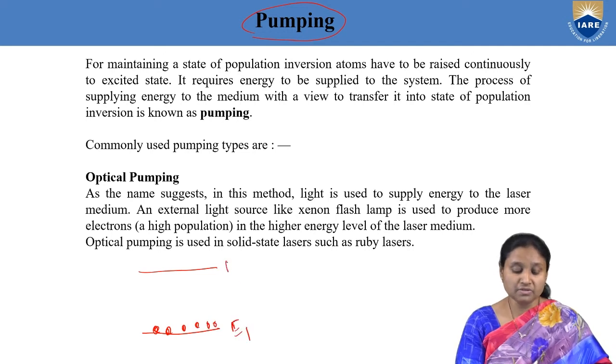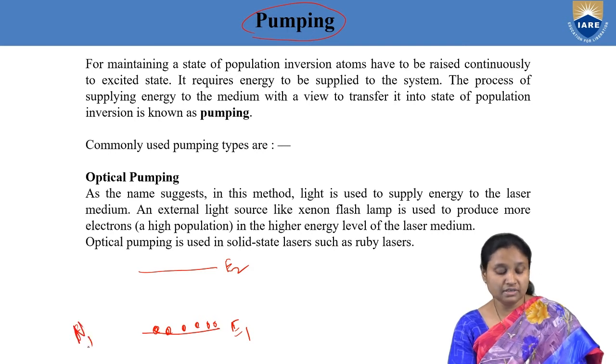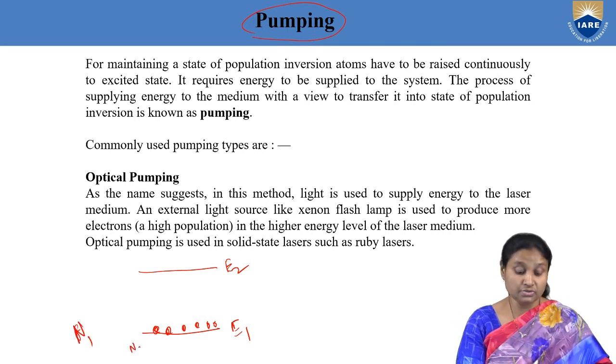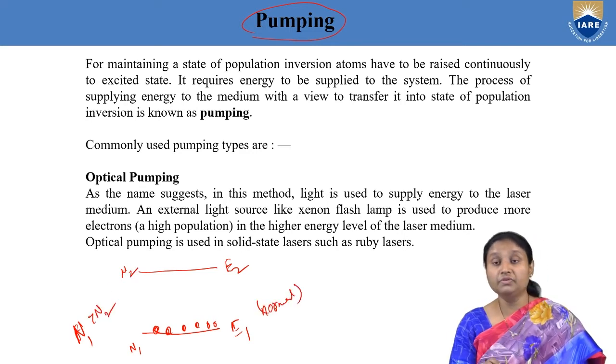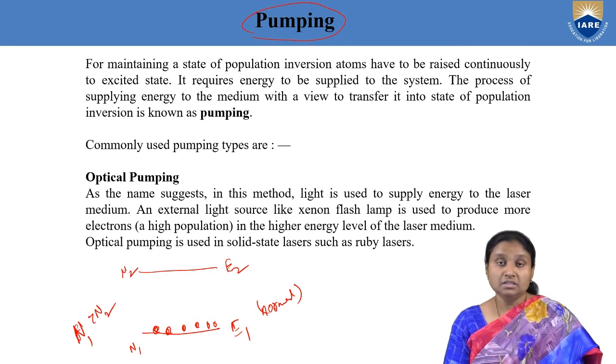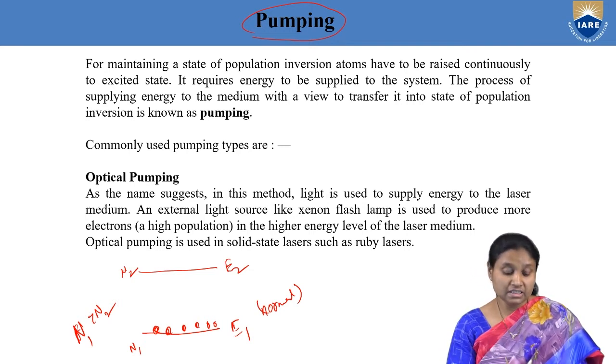So even population will be like, if I take population of E1 as N1 and population of E2 as N2, then N1 will be greater than N2, and this is the case under normal condition when we are not supplying any energy. Suppose I started supplying energy to atoms which are there in the ground state.